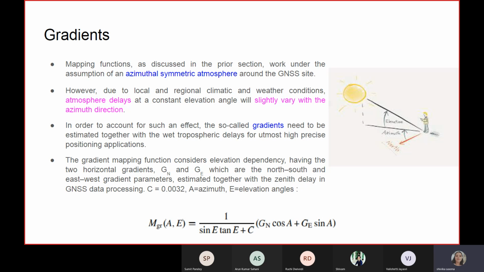So when we are studying the mapping function, what is the mapping function? We are using the slant delay and converting it into the zenith delay using the elevation angle. So this is known as the mapping function. They assume that everything is stable and constant in all the azimuth directions. North, south, east, west, everywhere it is the same situation. So this is known as an azimuthally symmetric atmosphere around the GNSS site. Anywhere you turn around in any direction while observing the satellite, this is the azimuth direction, 360 degrees.